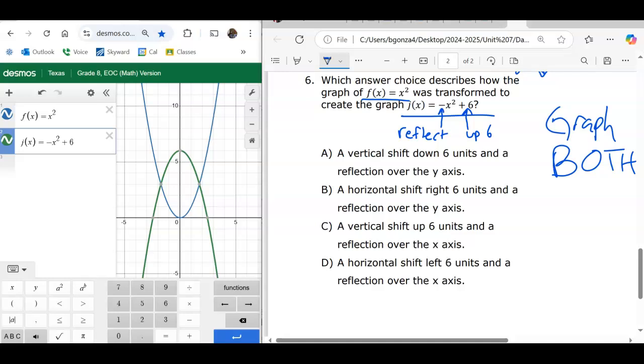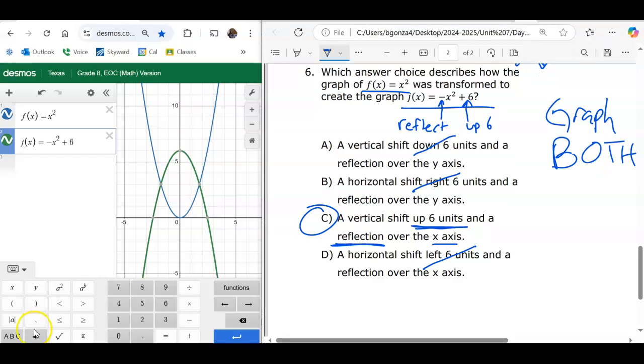So let's see here. The shift is 6, but it's not right. It is not down. It is a vertical shift up 6 units. That's good. It's not left. So the only answer is C, and it does say it reflects over the x-axis. So that's good. It's got to match the graphs that you got, all right? Study for your test. It's just like this review.